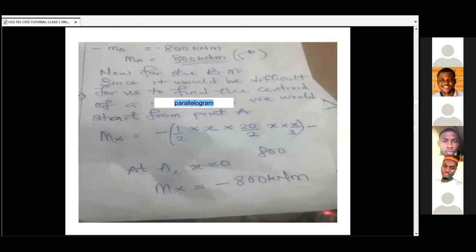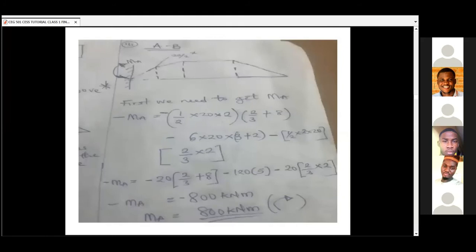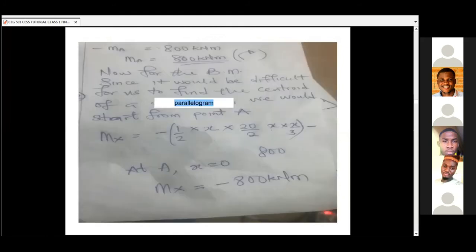No, the X value is, we are just considering point A to B. I said if we start from the left, because of the central problem that we are going to experience if we continue from the right, we just decided to start from the left, since the values will still be the same thing. So now, if we do that, it will be half of the base, which is x, times the height, which is 20 over 2x, times the centroid, which is 1/3 of the base, that's x over 3, minus 800. So Mx equals minus 800 kilonewton meter when x equals 0. Okay, I understand now. Thank you. We are just considering AB. We are not taking everything. Okay. So we will derive this bending moment diagram when we finish drawing.